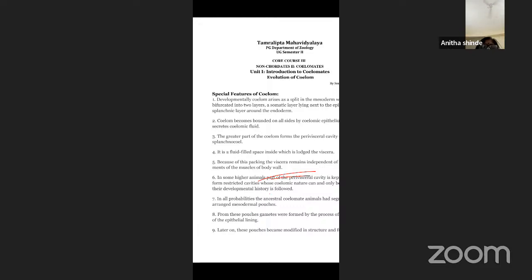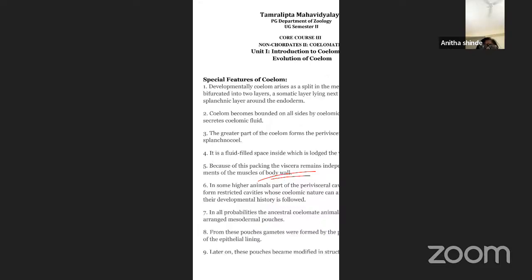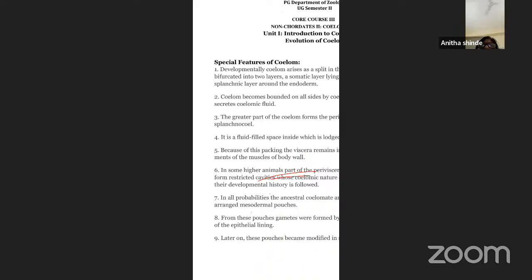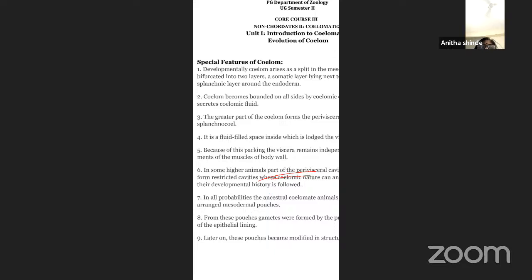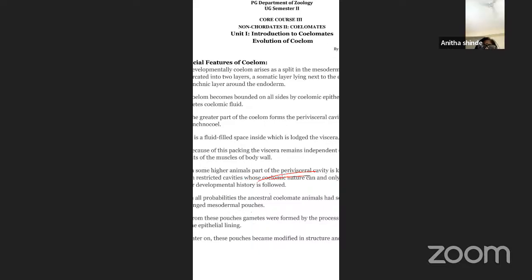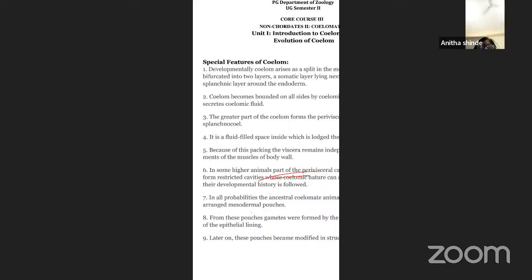Again, we'll go through it. So you all know the special features of the coelom. Coelom arises as a split in the mesoderm. When the embryo develops, you all know there are three germ layers: ectoderm, endoderm, and mesoderm. Mesoderm alone gets split and forms the coelom. This split bifurcates the mesoderm into two layers, the somatic layer and the splanchnic layer. The somatic layer is the parietal layer, whereas the splanchnic layer is the visceral layer.